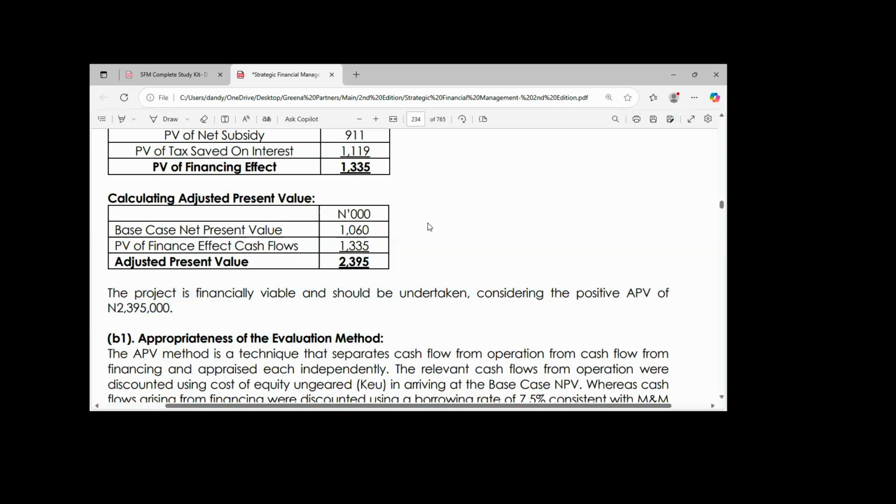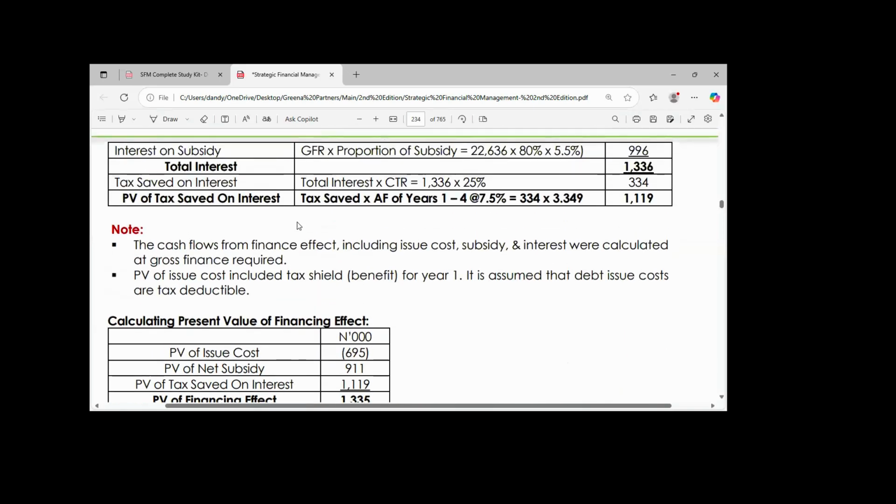So our assumption, we made several assumptions in this calculation. So one of it is that, of course, we use gross finance required. Okay, we use gross finance required for the tax saved arising from, for the cash flow arising from subsidy and then tax saved on interest. They are all calculated on the basis of gross finance required. If your assumption is to use net finance required, you also state it there.